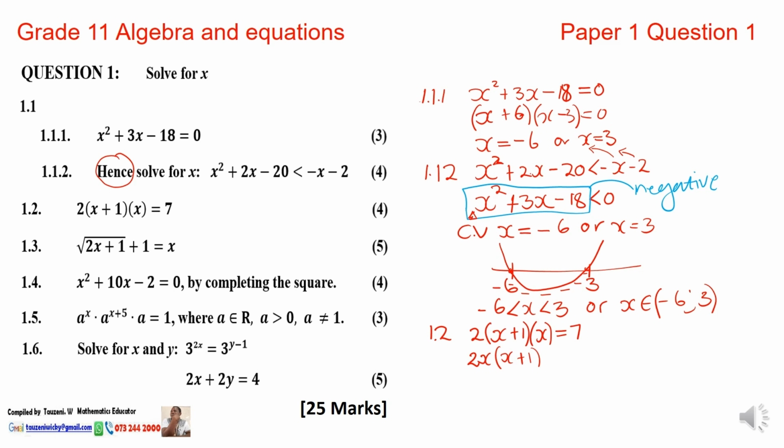The 7 must move to the left so that the equation can equate to 0. Now you remove the brackets by the FOIL method. 2x times x will give me 2x squared, and then 2x times 1 is equal to 2x, minus 7. This is equal to 0. I have expressed my equation in standard form.